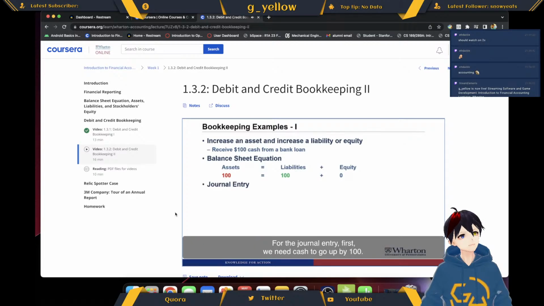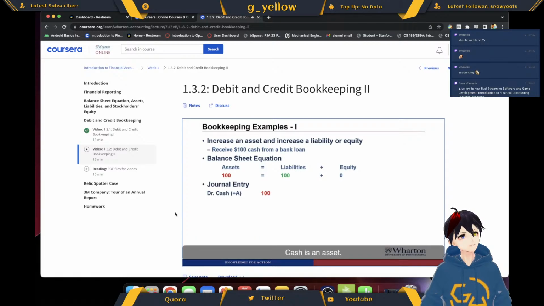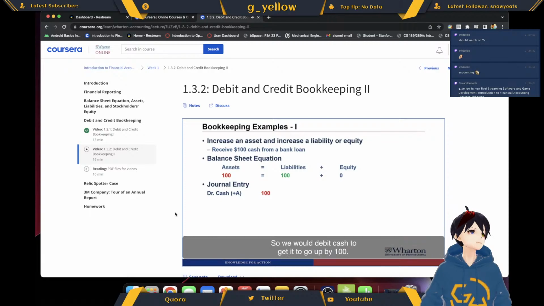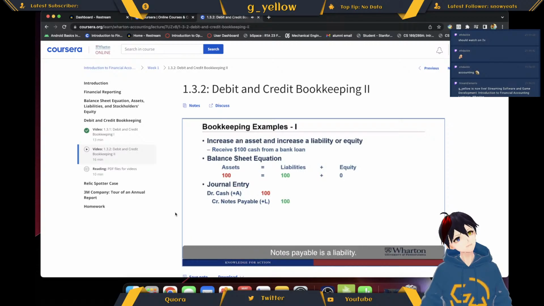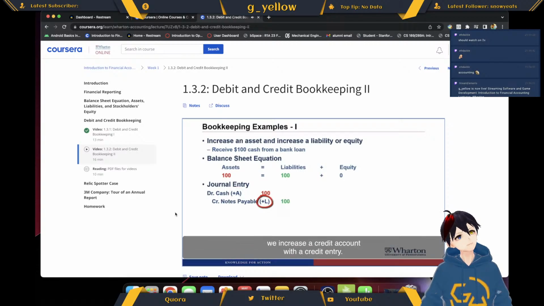For the journal entry, first we need cash to go up by 100. Cash is an asset. Assets are debit accounts, so we would debit cash to get it to go up by 100. And what I'll do is I'll put in parentheses plus A to indicate that this debit is increasing the cash account. We're going to credit notes payable for 100. Notes payable is a liability. Liabilities are credit accounts, so we increase a credit account with a credit entry.